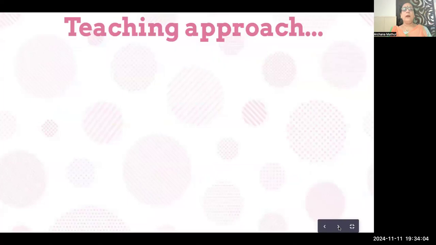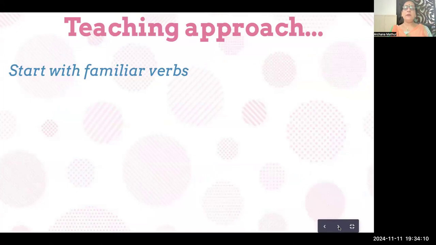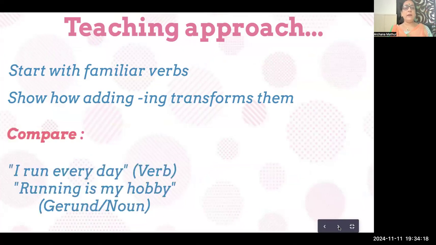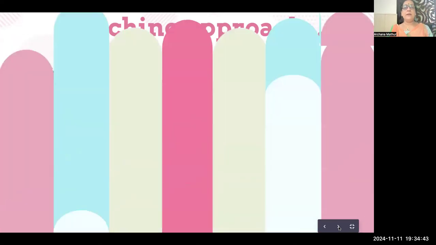Okay. Now we come to how to teach this. I've already said so. I gave a clue. So start with familiar verbs. Show how adding ing transforms them into a gerund, and then compare. For example, I run every day. So when I speak of run, it is a verb. But when I transform it to running, it becomes a gerund because now it's functioning as a noun. Running is my hobby. So running over here, since it is being used as a noun, something is my hobby. So here running becomes a gerund.